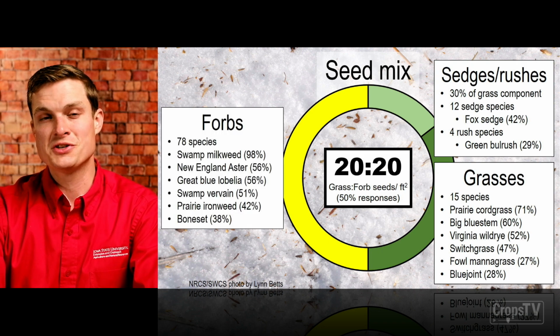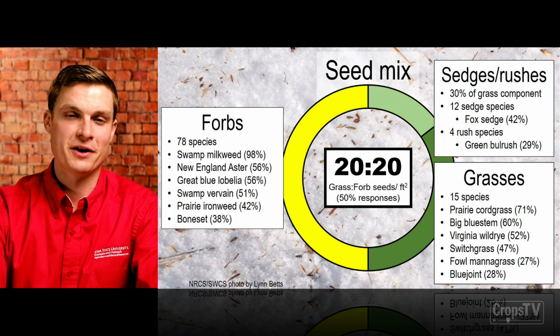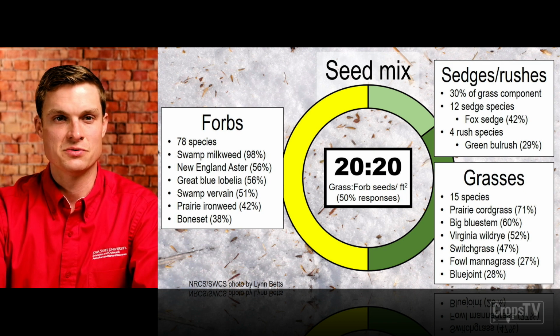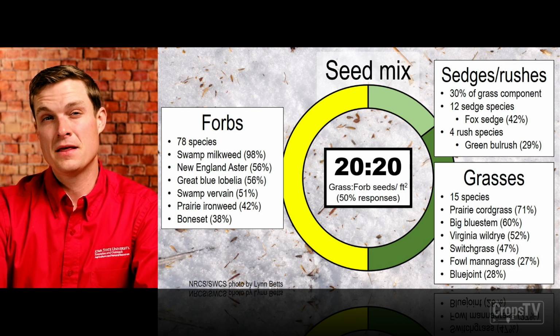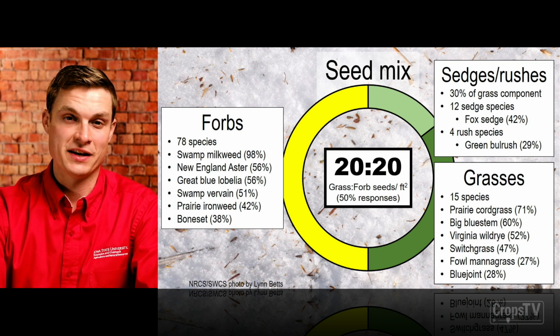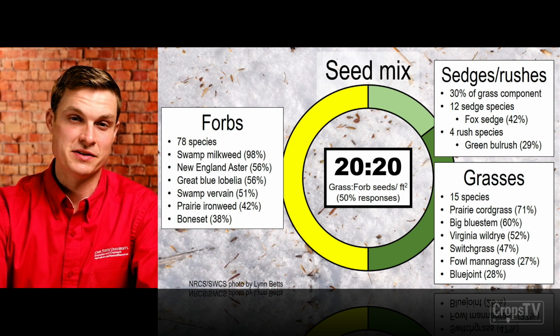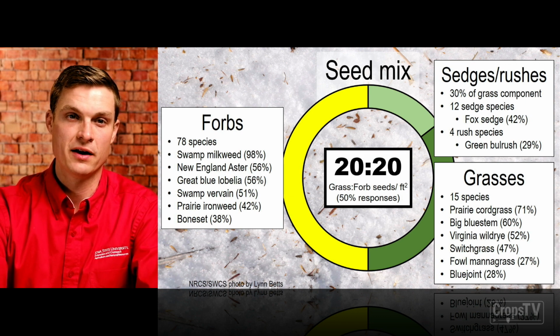And then there was a ton of forbs mentioned, and forbs are, of course, just a word we use for wildflowers. And there's over 300 different species of wild flowering plants, woody plants, grasses, sedges, rushes, and forbs found in Iowa's prairies. So we have a lot to choose from. 98% of our respondents mentioned swamp milkweed, and that's just a point worth making, is that in order to have secondary benefits like benefits to monarch butterflies in these areas, we do want to put something like a milkweed in there, and swamp milkweed would do well in a wet area. But also we just want a diversity of flowering plants available out there throughout the year.